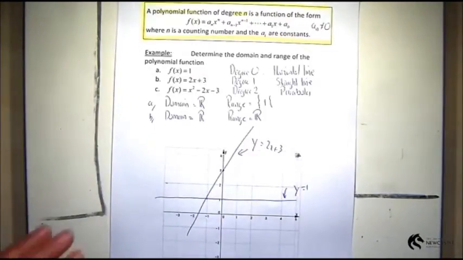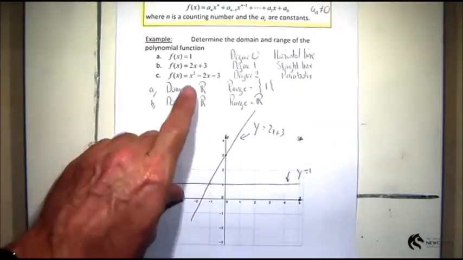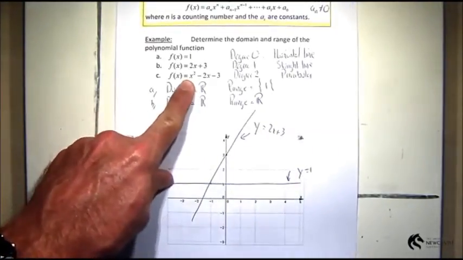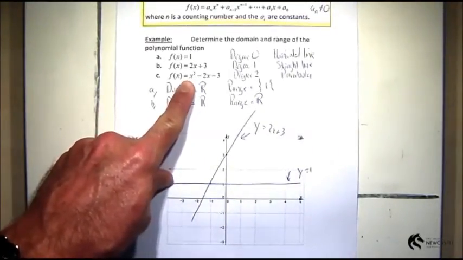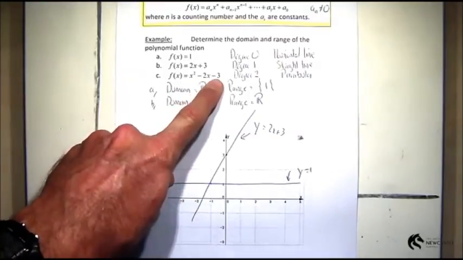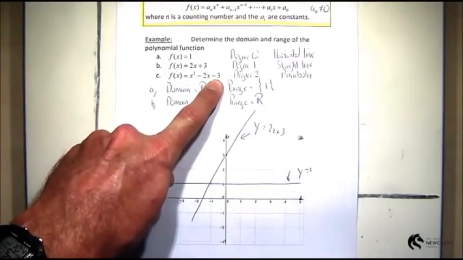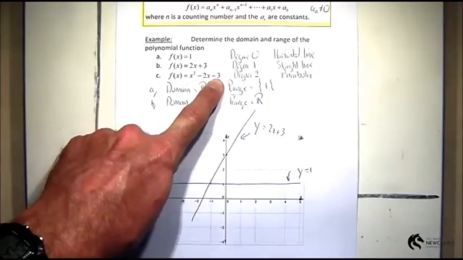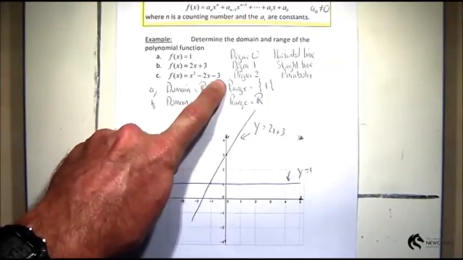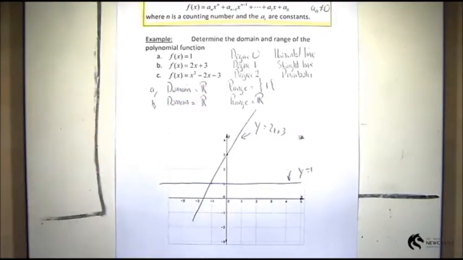What do I know about that parabola? Well, firstly, I know that it's concave up because the coefficient of x squared is positive. So it's a concave up parabola. It passes through the y-axis at minus 3. So I know it goes through there. It has a y-intercept of minus 3. When I put x equal to 0, f(x) is equal to minus 3. It's got a y-intercept of minus 3.